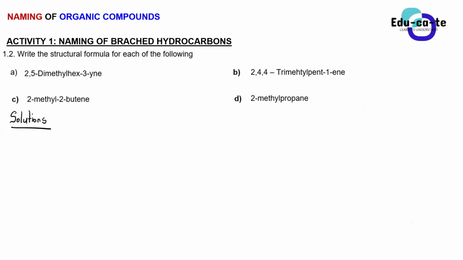Okay, let's start with A, which is 2,5-dimethylhex-3-yne. So, 2,5-dimethylhex-3-yne. What do you do first, before you even consider substituents? What is the best way of tackling this? I want to hear your strategies, guys, for writing the structural formula. Let's hear Oliver.